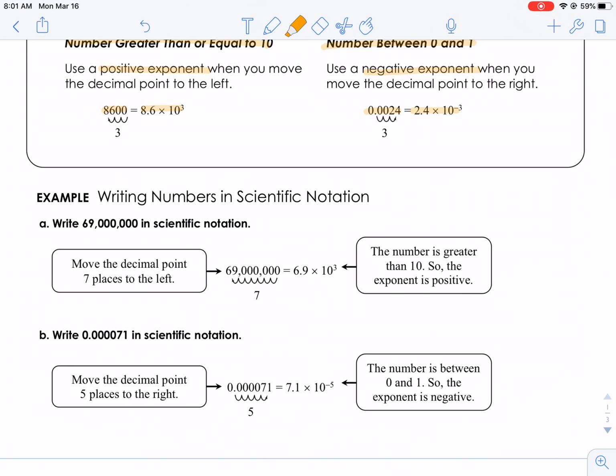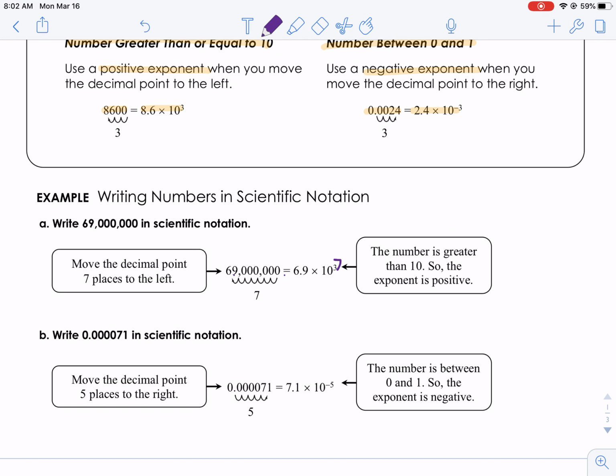Okay, so to look at two examples, we have the number 69 million. We need to have our number between 1 and 10. So that means that the decimal point is going to have to be between the 6 and the 9. So we would have to move the decimal, which would have been at the end of the problem, 1, 2, 3, 4, 5, 6, 7 times to get it between the 6 and the 9. So that should say a 7.